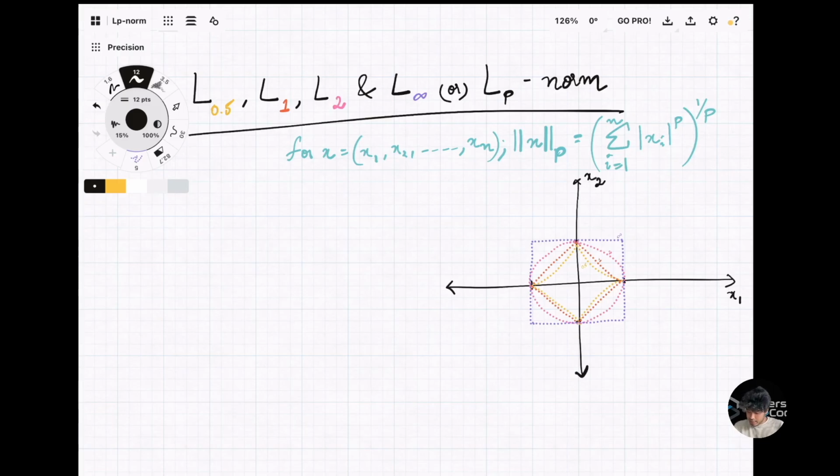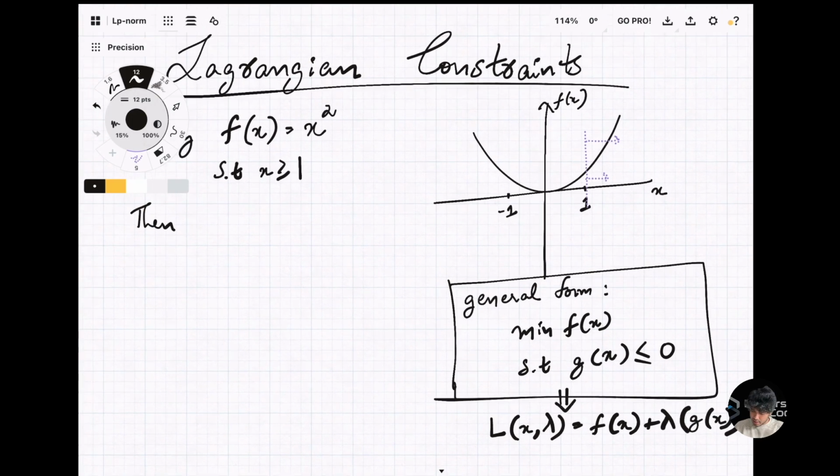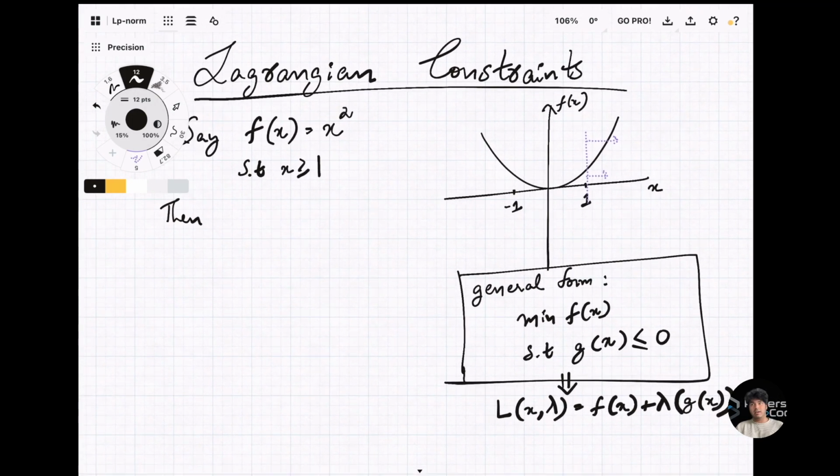This diagram on screen is a pretty popular diagram which we keep seeing in a lot of textbooks related to deep learning, and we'll find out why this is the case and how this works and all that stuff. But before that, we need to look at a fundamental mathematical concept. It's called the Lagrangian constraint, right? And the Lagrangian constraint is what mathematically governs the concept of regularization, right?